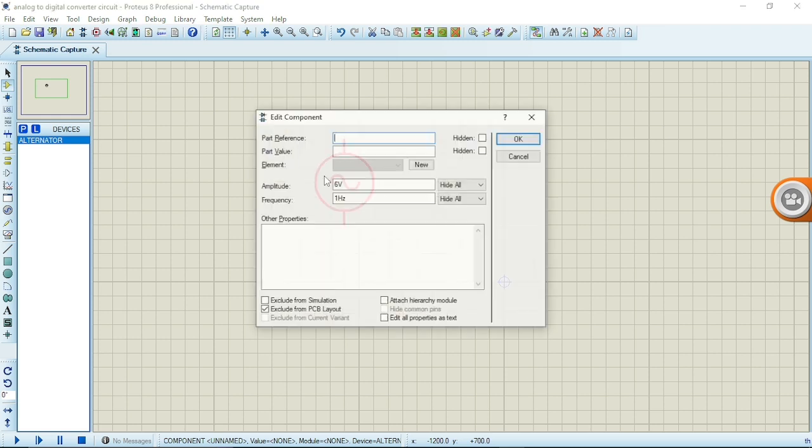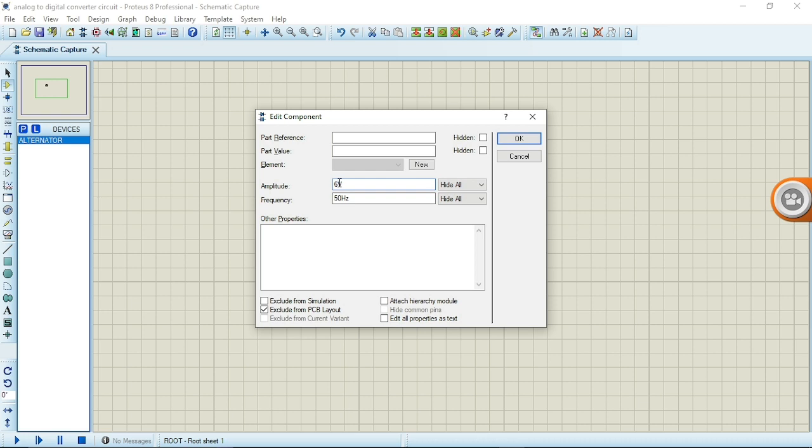So I'm going to double click on this, and you can see this option right here. We have edit component, and we have part reference, part value. Just skip that. You have elements: we have amplitude, we have frequency, and other properties. Don't give yourself stress. The frequency is 1 Hz here, which is not suitable, because in Nigeria we are using 50 to 60 Hz. So I'm going to be using 50 Hz. If you like, you can go with 60 Hz. It doesn't matter. And the amplitude here is 6 volts, which is also not right here.